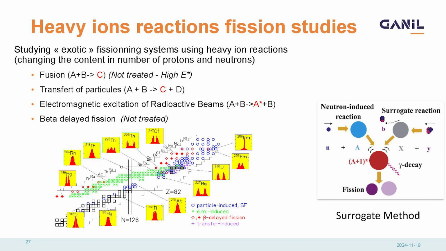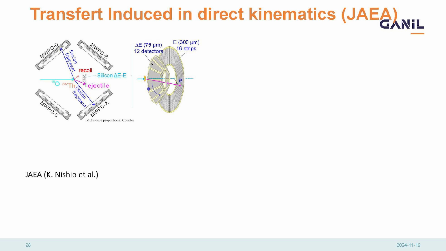So let's first maybe make a quick point on this transfer induced in direct kinematics. So basically you take a heavy-ion accelerator. Here it's from a Japanese colleague at the JAEA, where you use an oxygen beam and you shoot on a thorium target. So here you will make different reactions, and basically imagine you are at the Coulomb-barrier energies, so you can make a lot of reactions. I mean, a lot of channels are open.